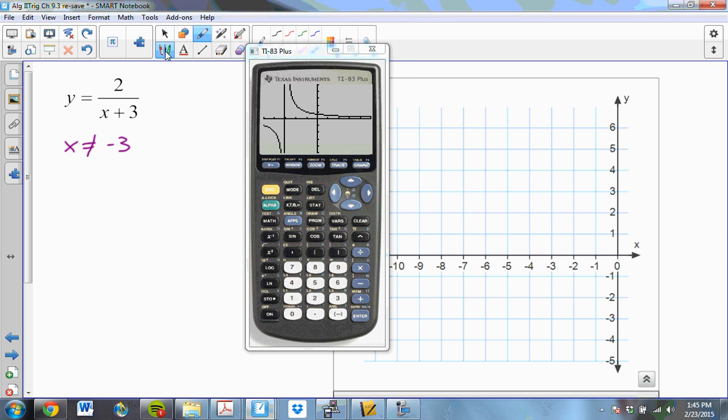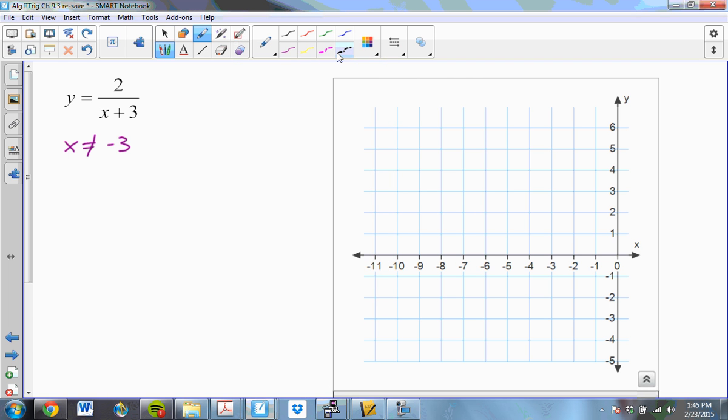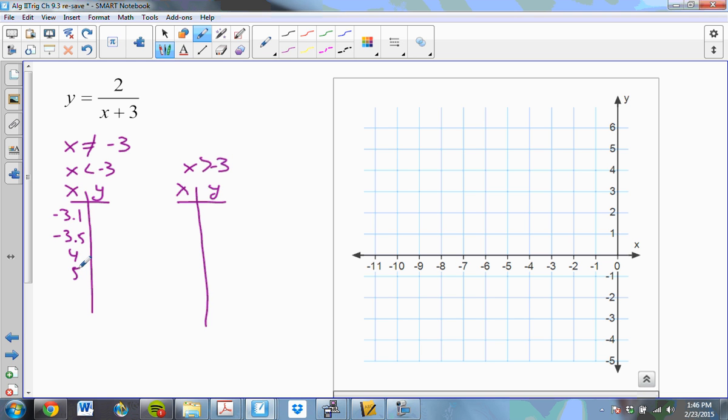The way that I do these by hand and how you'll do these on your homework is, I think it's best to make 2 tables. A table of numbers where the values are less than -3, and a table of values where they're greater than -3. Numbers less than -3 are like -3.1, -3.5, -4, and -5.